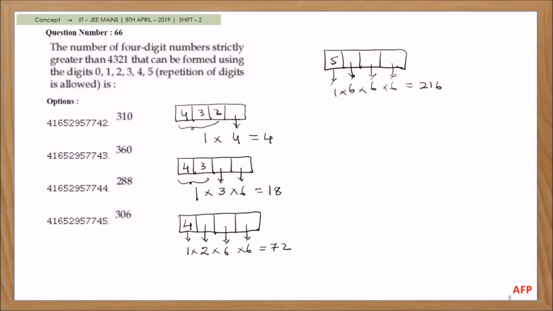So if you add all this, you are getting the number of 4-digit numbers strictly greater than 4321. So 4 plus 18 plus 72 plus 260. If you go on addition, 0 you got, 1 you got, so 310 is the answer. 310 numbers are there, so your first option it follows.